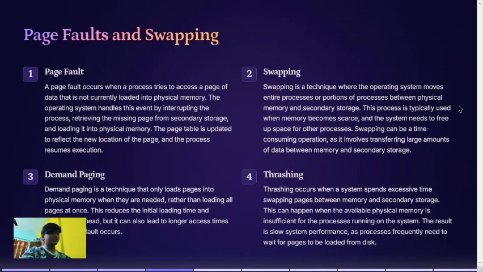Thrashing. Thrashing occurs when a system spends excessive time swapping pages between memory and secondary storage. This can happen when the available physical memory is insufficient for the processes running on the system. The result is slow system performance as processes frequently need to wait for pages to be loaded from disk.